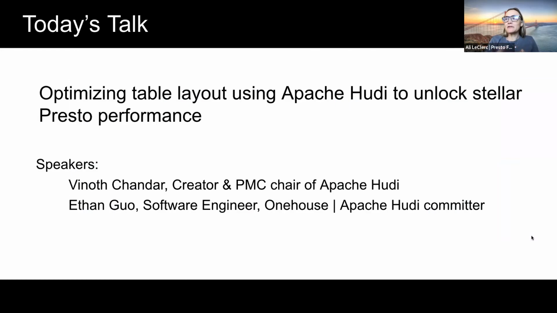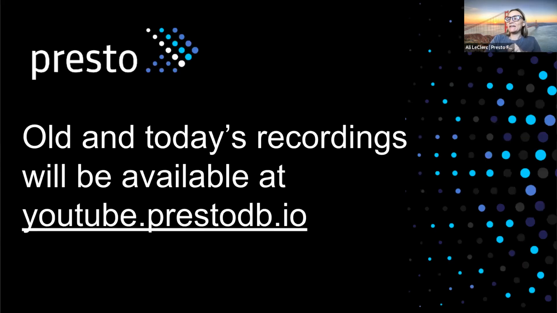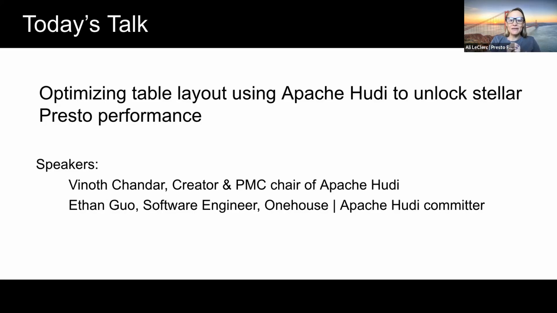So without further ado, really happy to introduce our two speakers today, Vinod and Ethan, both from the Apache Hudi community, as well as One House. And today they're going to be talking about how to optimize your table layout using Hudi to unlock stellar, I love that, stellar Presto performance.